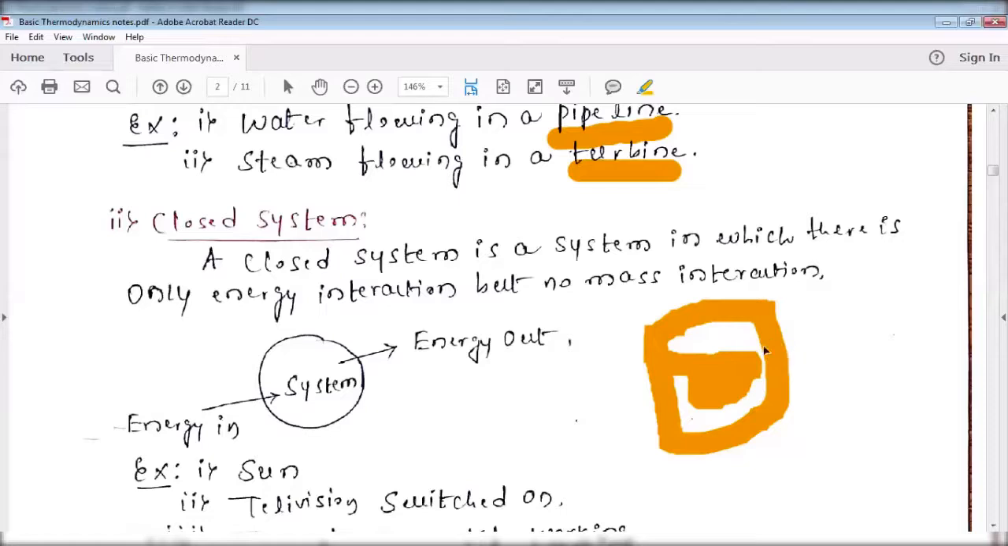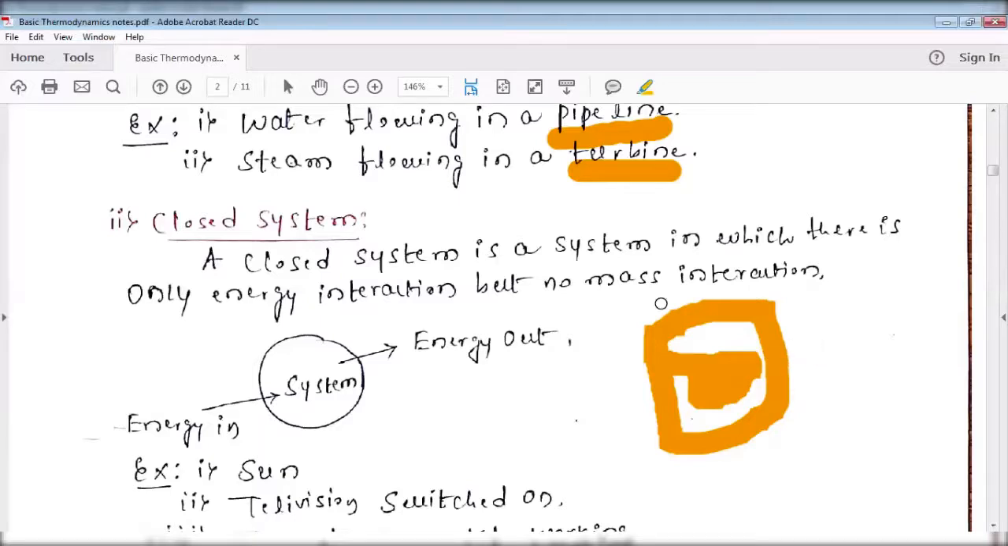Even though there is a change of temperature because of the heat transfer from higher temperature to lower temperature, there is no mass transfer. Why is there no mass transfer? Because this container is perfectly closed. For that reason, there is no mass transfer, only energy transfer.